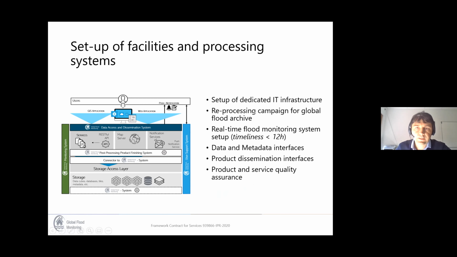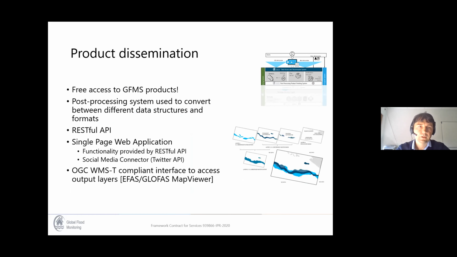There's the processing layer. There's then the data and metadata interface, plus a layer that is dedicated to the product dissemination, because as I mentioned before, the JRC requests that access to the data sets is facilitated and available for many users from around the world with their specific requirements. And of course, we also had to make sure that the product and the service is regularly evaluated so that the quality can be assured.